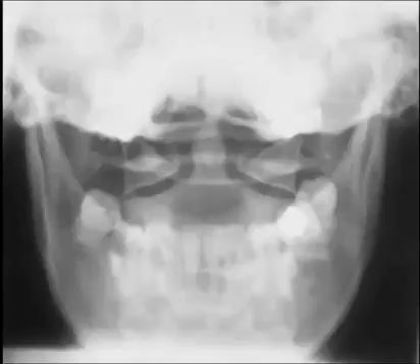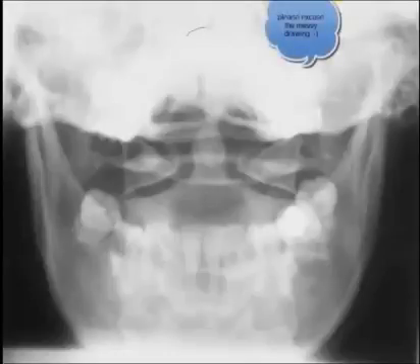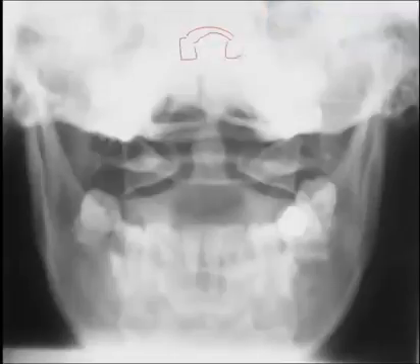When thinking about the atlas, it is a ring-like structure, and I'm going to draw you a little diagram. Anterior arch, lateral masses, posterior arch. Now the anterior arch has a little anterior tubercle. This is anterior, this is posterior.